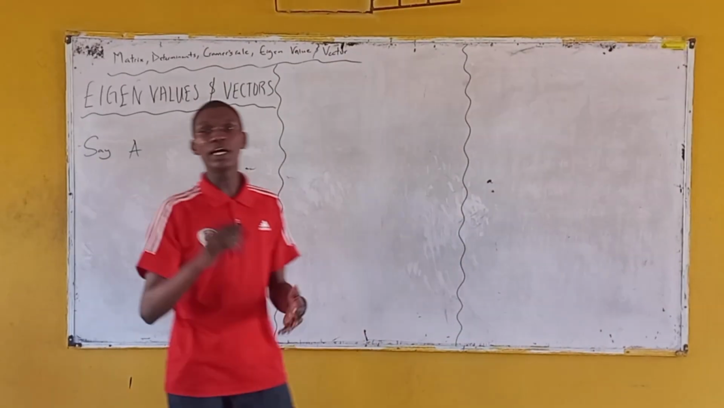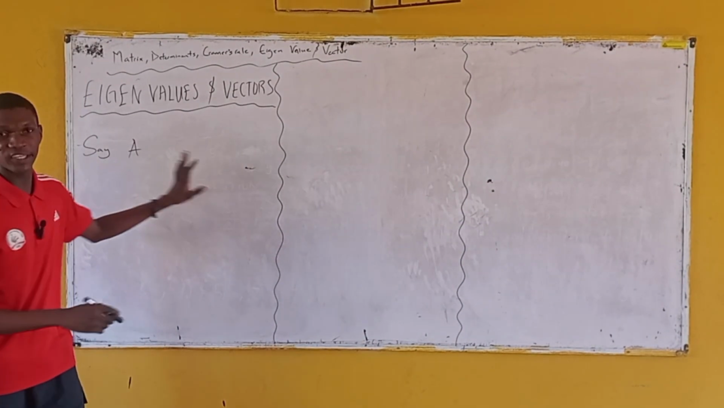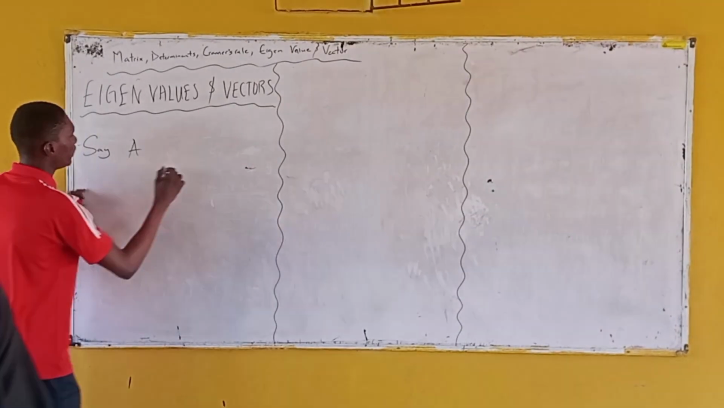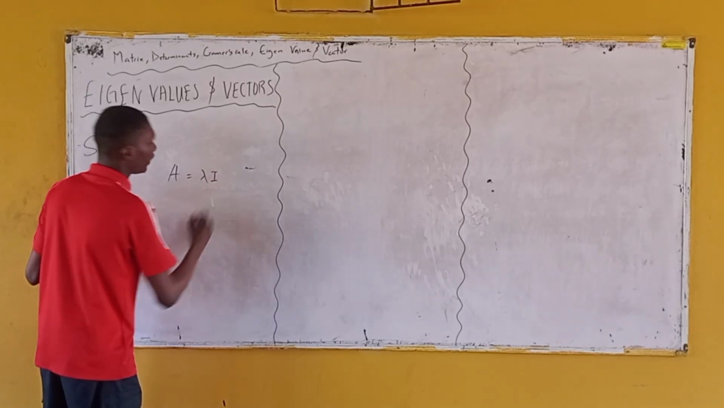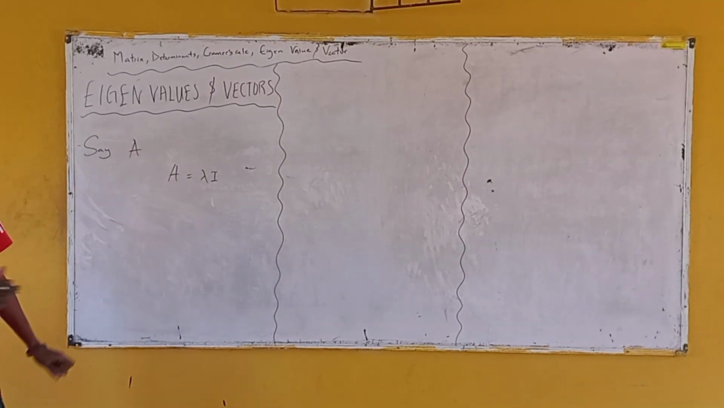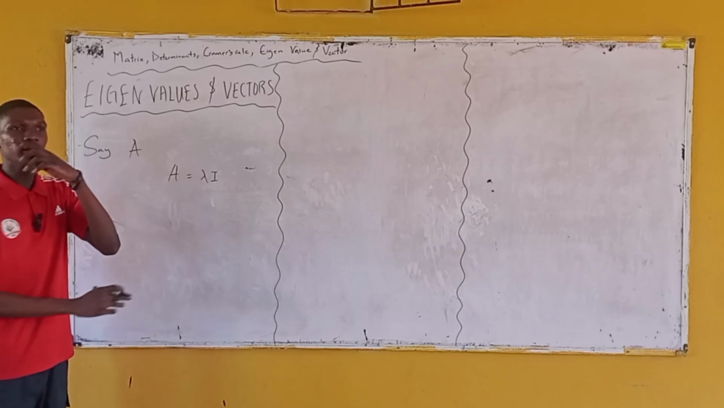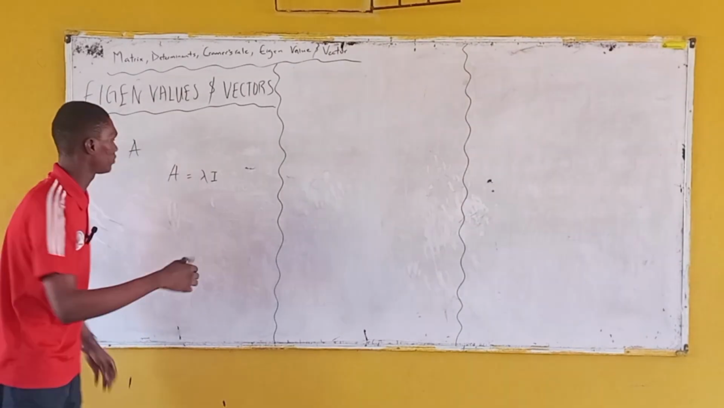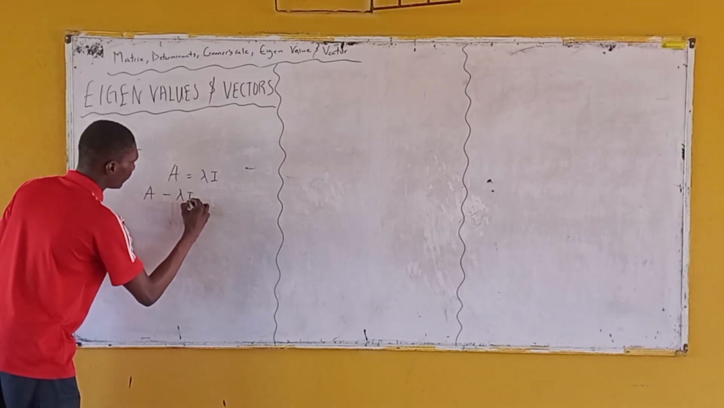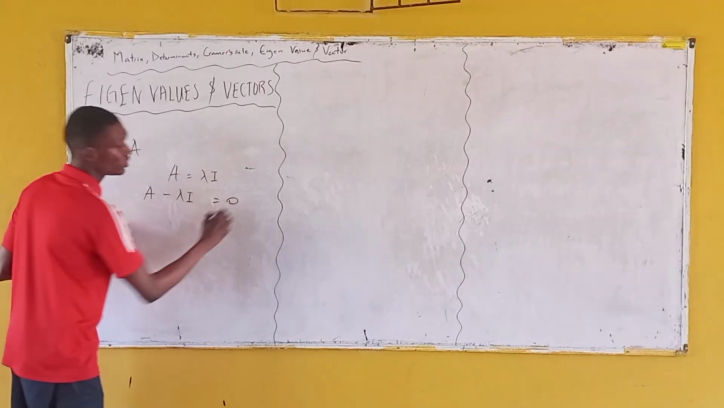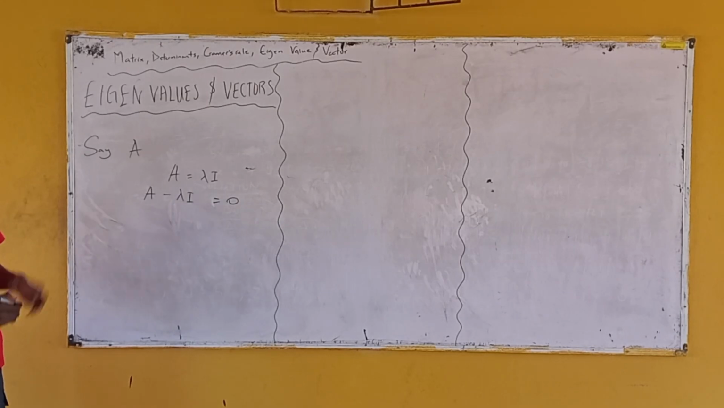Alright. For eigenvalue and eigenvector, say you are given a matrix A. So we have A equals lambda times the identity matrix. If A equals lambda times the identity matrix, then we can say that A minus lambda times the identity matrix is equal to 0.